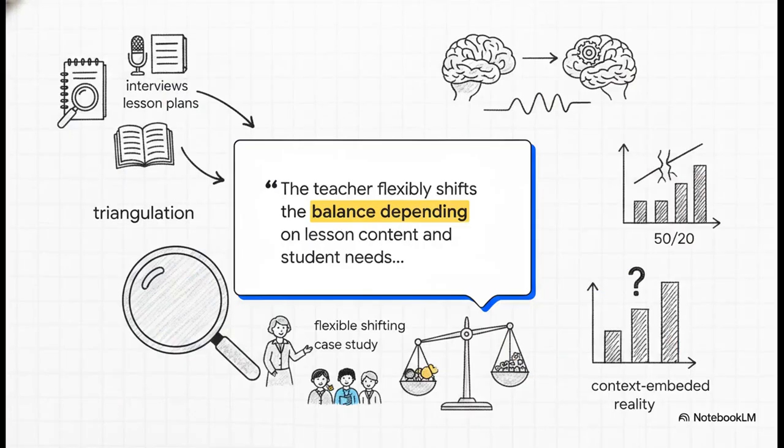After triangulating 12 observations, a bunch of interviews, and lesson plans, the researcher discovers something fascinating. While the official policy demands a strict 50-50 language split, the reality is way more fluid. And this brilliantly illustrates the power of a case study. The teacher flexibly shifts the language balance based on lesson content and what the students actually need in the moment. That highly nuanced, context-embedded reality, that is a massive gap between the policy on paper and the lived practice, a gap that a broad, district-wide survey would have completely missed.